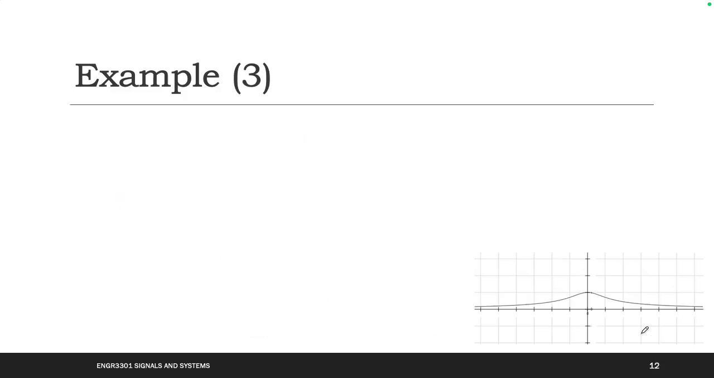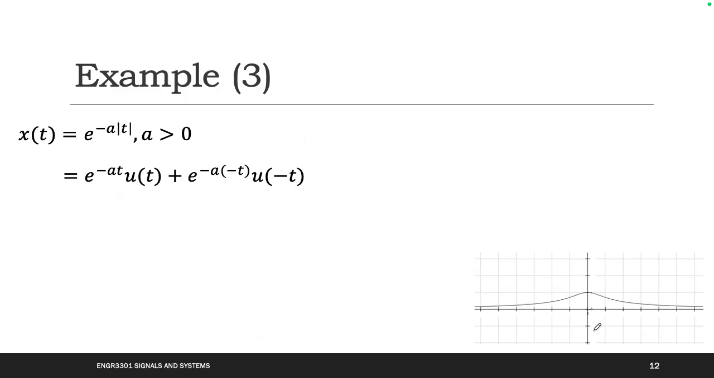And then let's talk about the other one, e to the negative a times absolute t. If you draw a diagram, you will find that this is x(t), and this one equals this one. Am I right? Do you know why? We talked about this before. When t is greater than or equal to 0, this one will equal this one. And when t is smaller than or equal to 0, you will have this one. That makes sense to you?